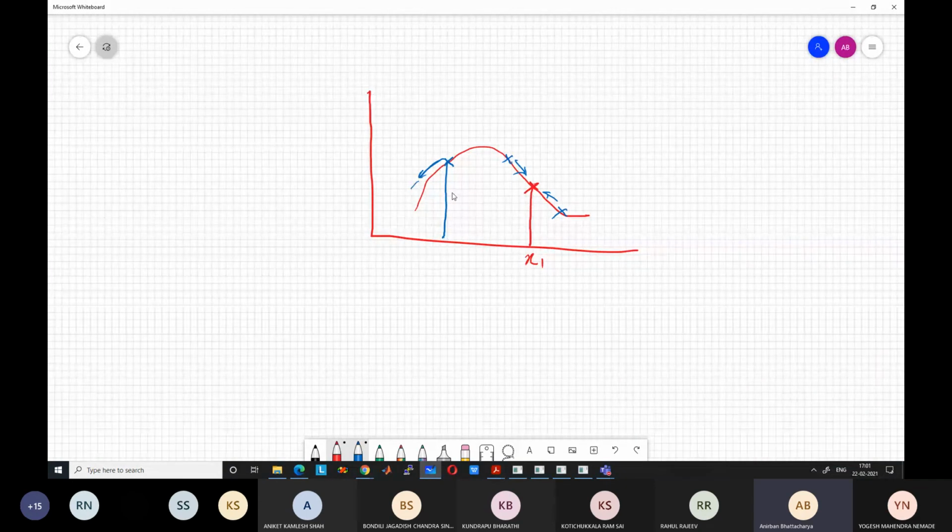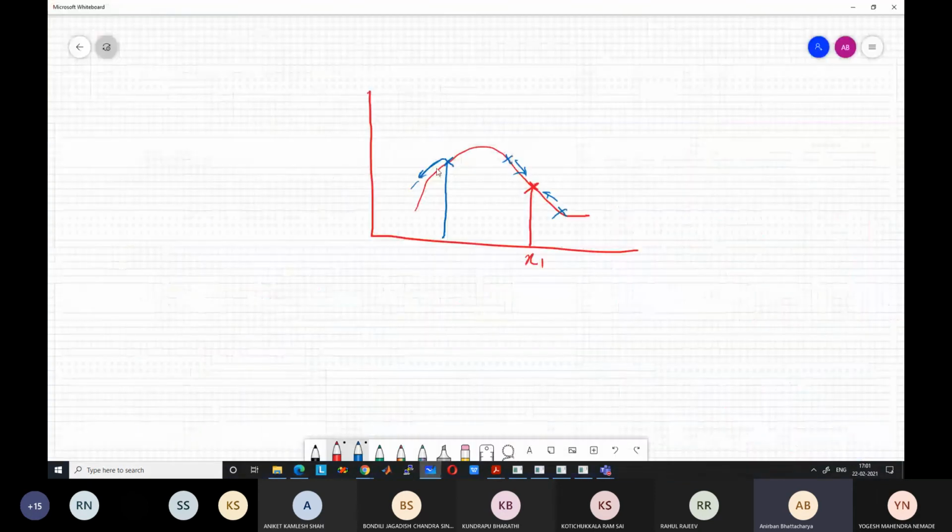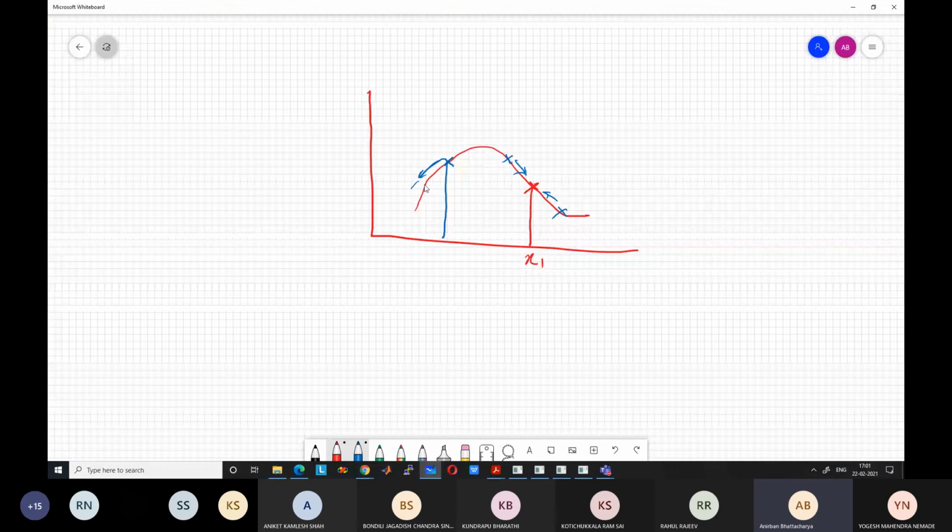In that case, we say that the solution has diverged, or it may happen that the solution has converged to a wrong value. Generally, the solution will not converge to a wrong value. The solution will diverge; it will go away from the correct value. As you can see, the next iteration will give a very different value, and we will go away from the correct value. This is known as divergence.